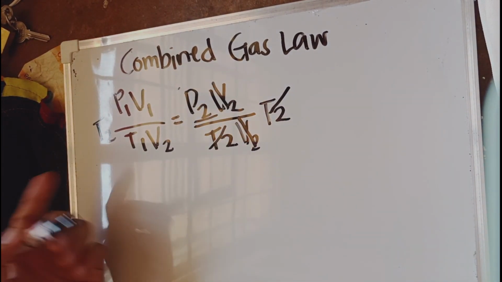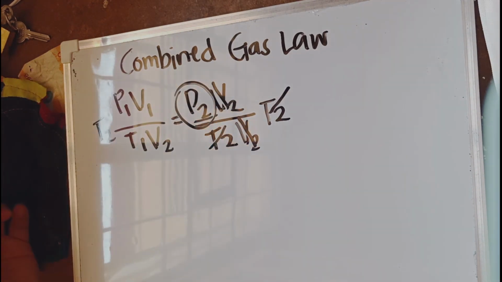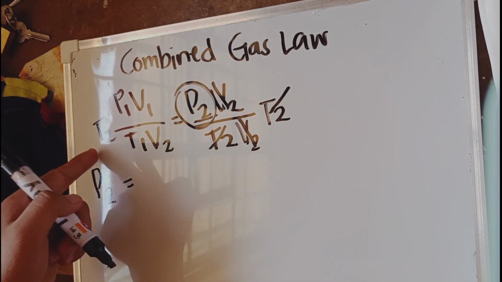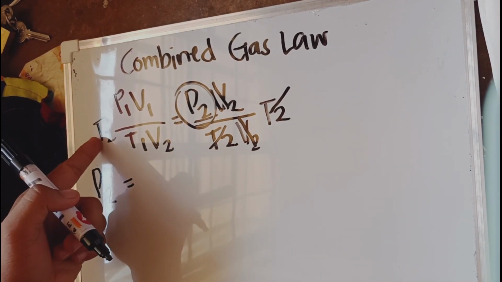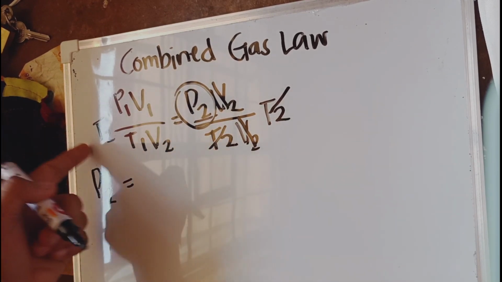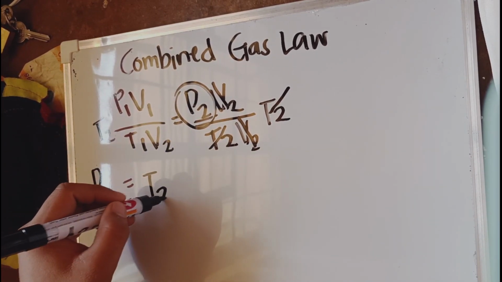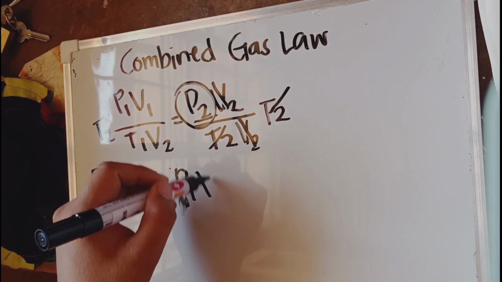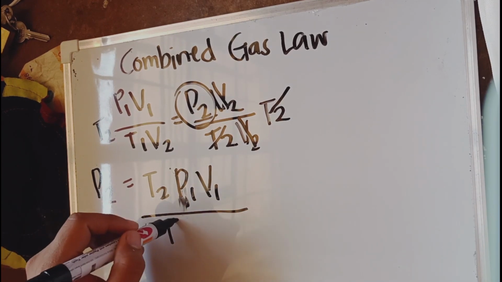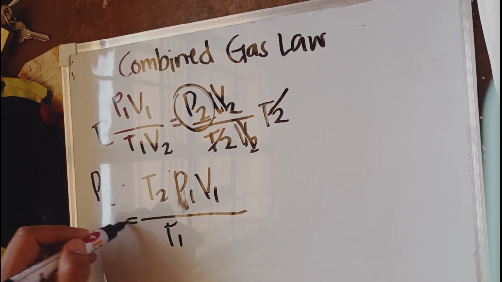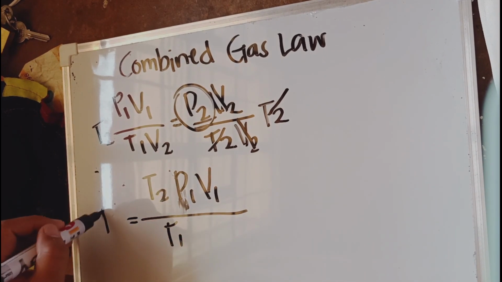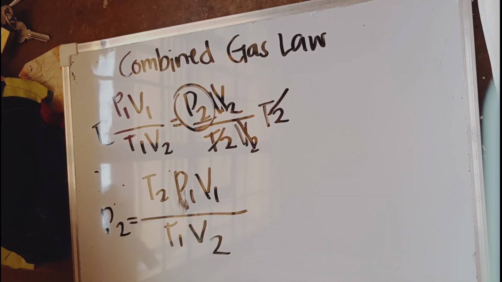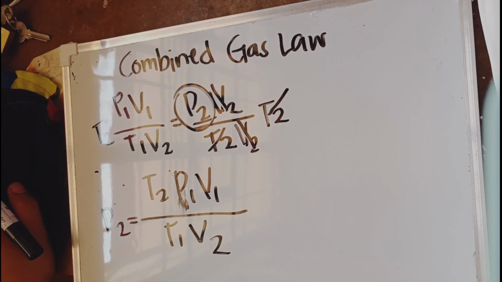So you'll be having this formula. You have the pressure 2, so you can write directly pressure 2 is equal to, since it's multiplication in here, not division. So you can directly put temperature 2 multiplied with pressure 1, volume 1 over temperature 1. Sorry for the words, it should be here: pressure 2 equals pressure 1, volume 1, temperature 2, over temperature 1, volume 2. That's the final formula.